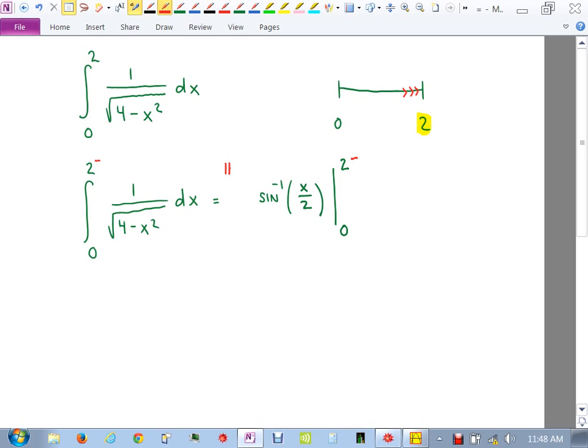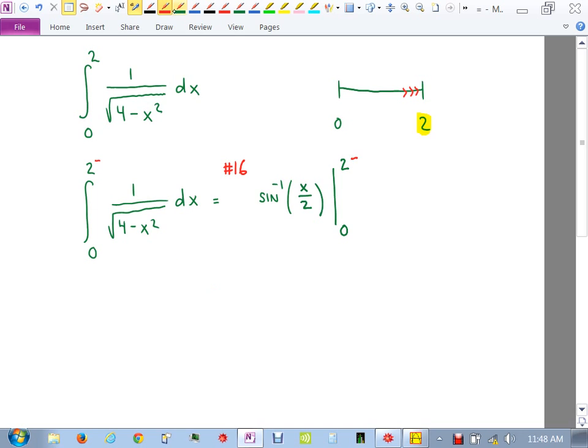Everyone okay with this being formula number 16? You could also have done that by doing trig substitution, but that's way more work. If the formula is there, do it, use it. All right, so let's try this.